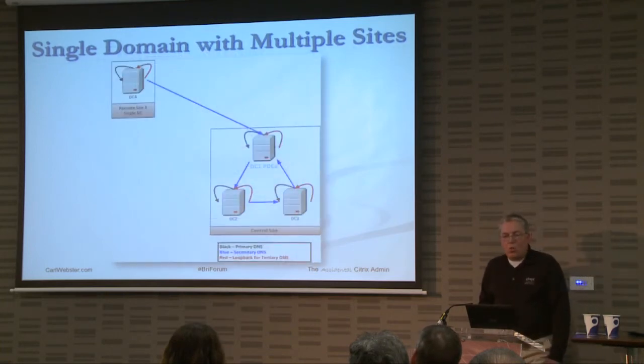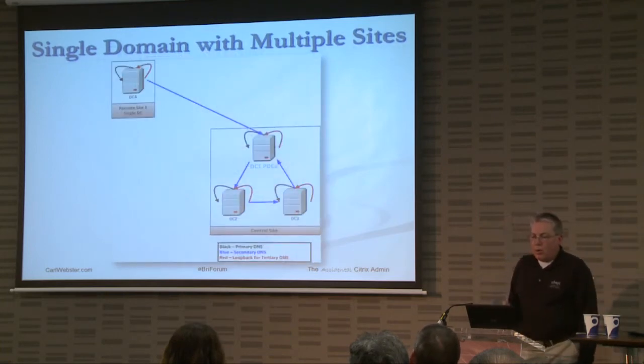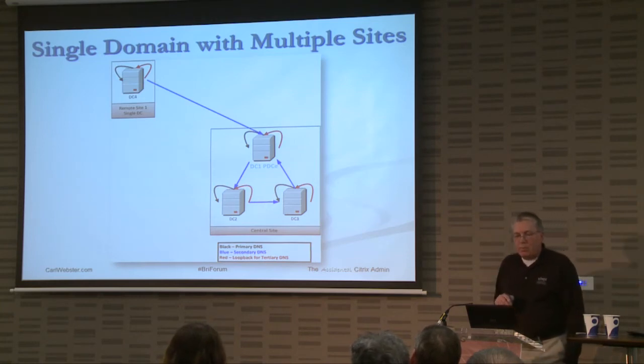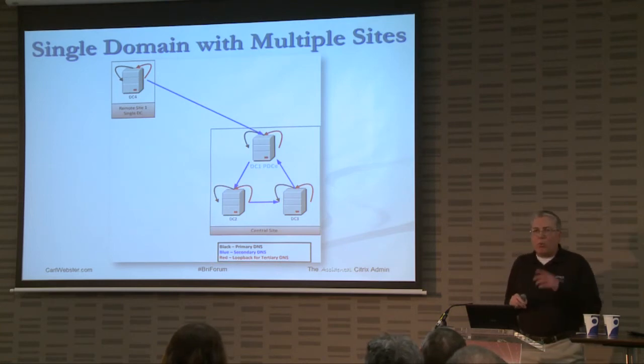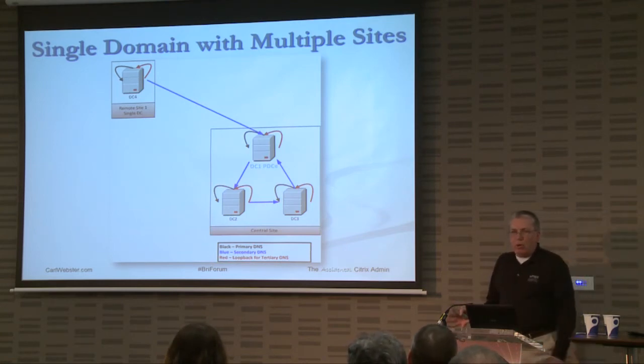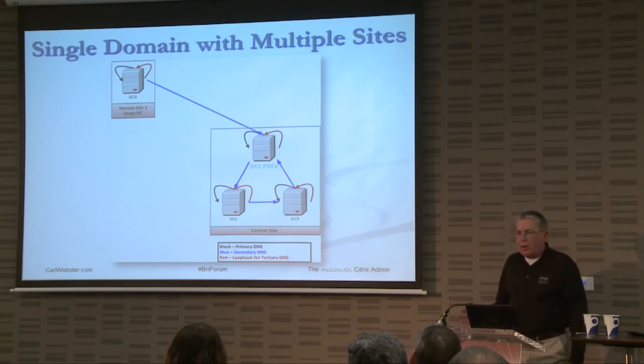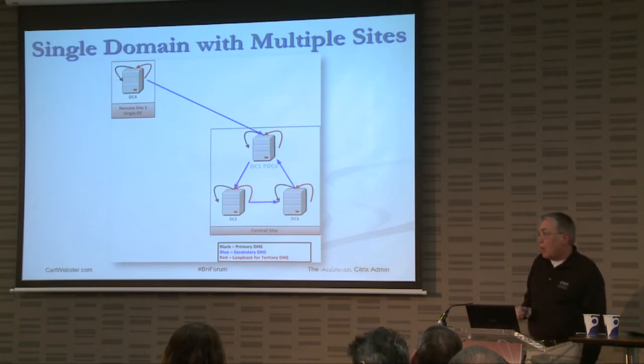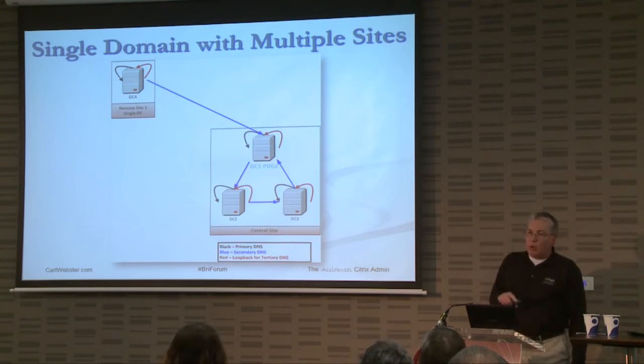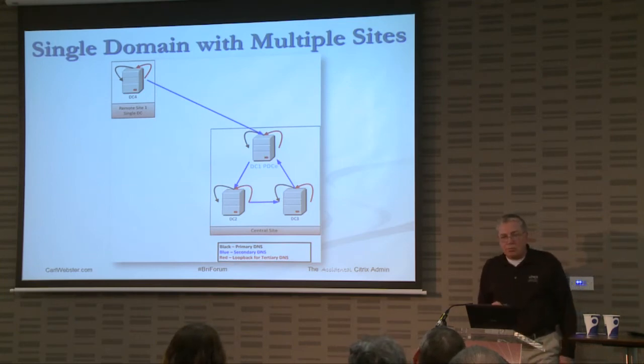And then what if we have our remote site that has just a single domain controller? That domain controller is going to point to itself for primary, back to a domain controller in the central site for secondary. In this case, I'm using my favorite, the one I pick on all the time, the PDC emulator, and then it's going to point to itself for local loopback.